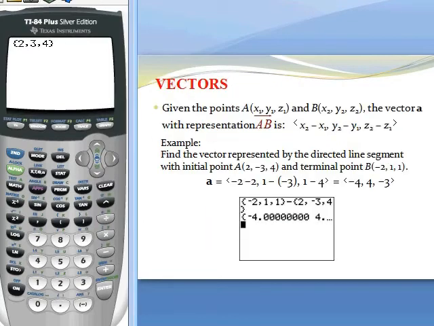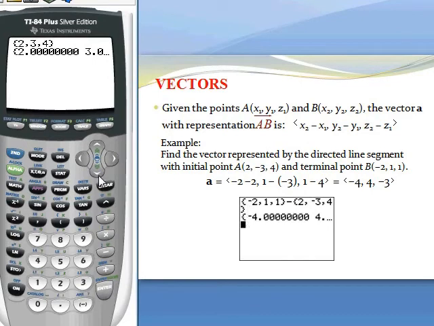Now the next thing we want: if I'm given 2 points, A and B, with components, the vector AB is going to be the difference of the components, B first and then A: x2 minus x1, y2 minus y1, z2 minus z1. So let's say A is 2, negative 3, 4, and B is negative 2, 1, 1. The vector AB is going to be like this. So you can enter the B points first and then A points, and it's going to give you the vector AB. So let's do that.